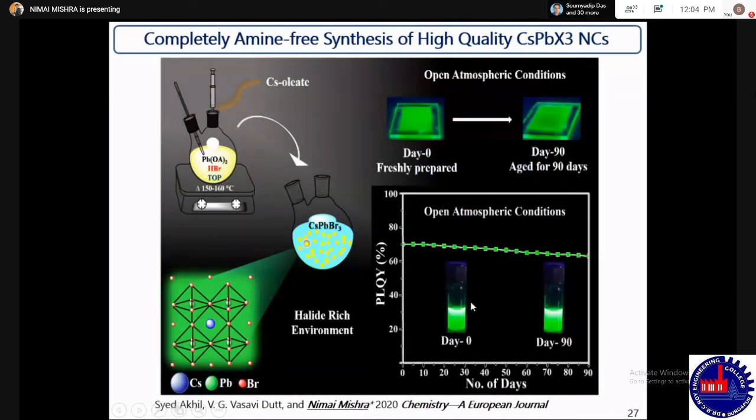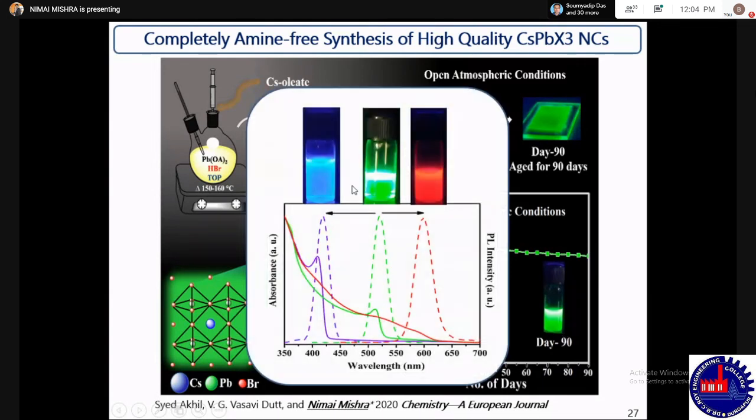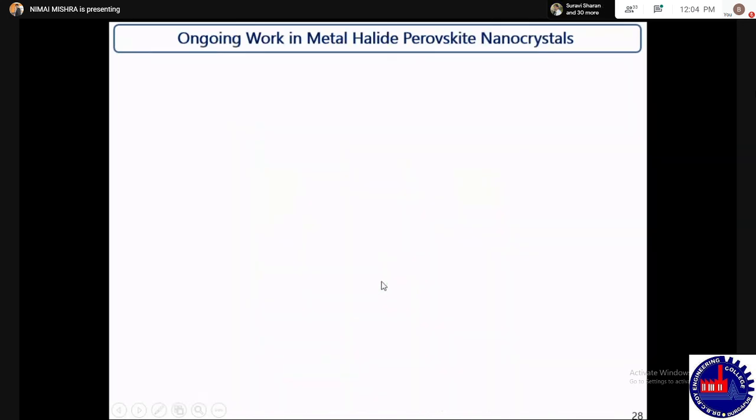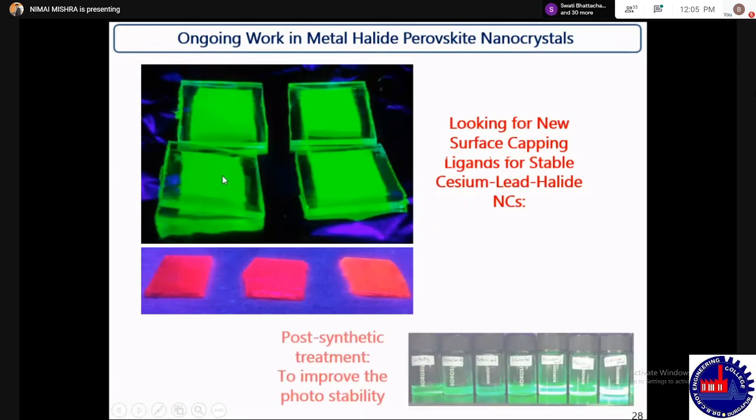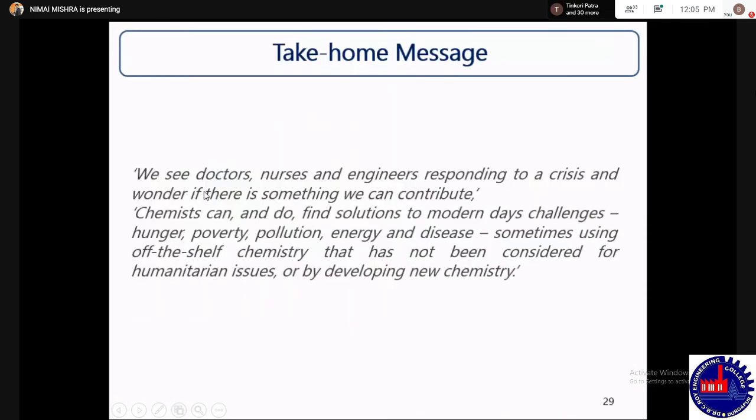We are also working on this material. It's a green emitting material for LED devices at SRMAP. We can also make blue emitting and red emitting materials, and currently we have been working on the fabrication of LED devices. Also, you can see we put this material on glass slides, and its photo stability has been stable for more than a year. So there is intensive work going on here.